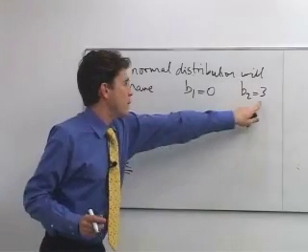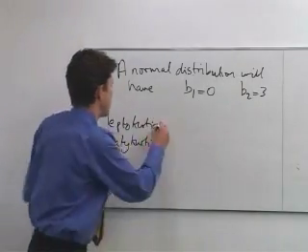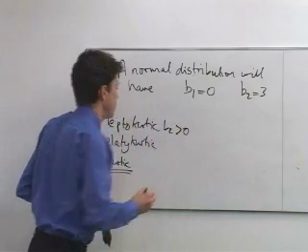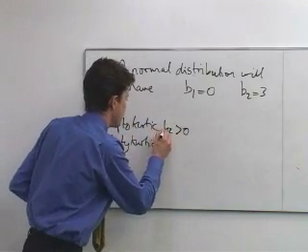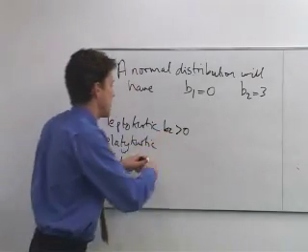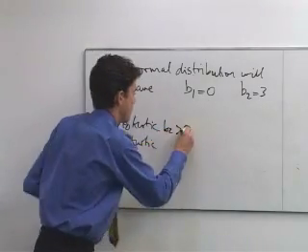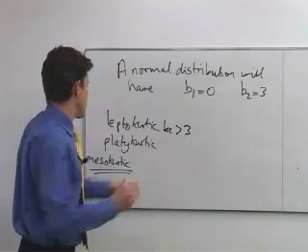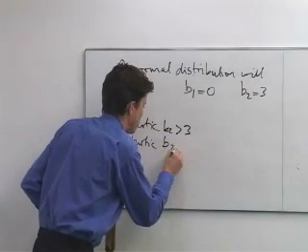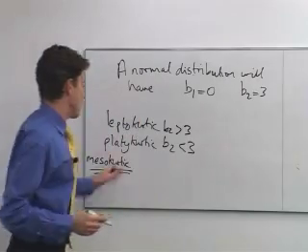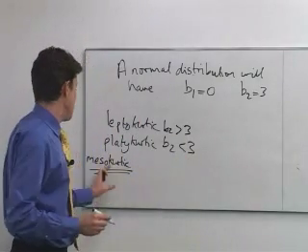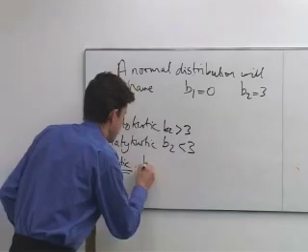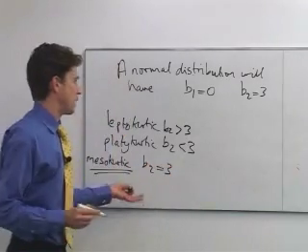If we have a value of B2 bigger than 3, then that would be the leptokurtic distribution. So a leptokurtic distribution would be one where B2 is bigger than 3, sorry. The platykurtic distribution would be one where B2 is less than 3. That would be the thin-tailed distribution. Finally, the mesokurtic distribution would be the normal where B2 equals 3.